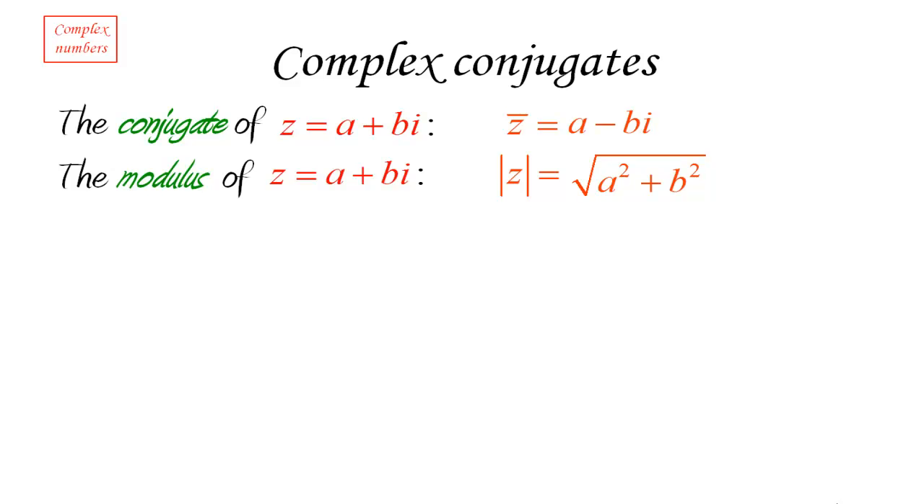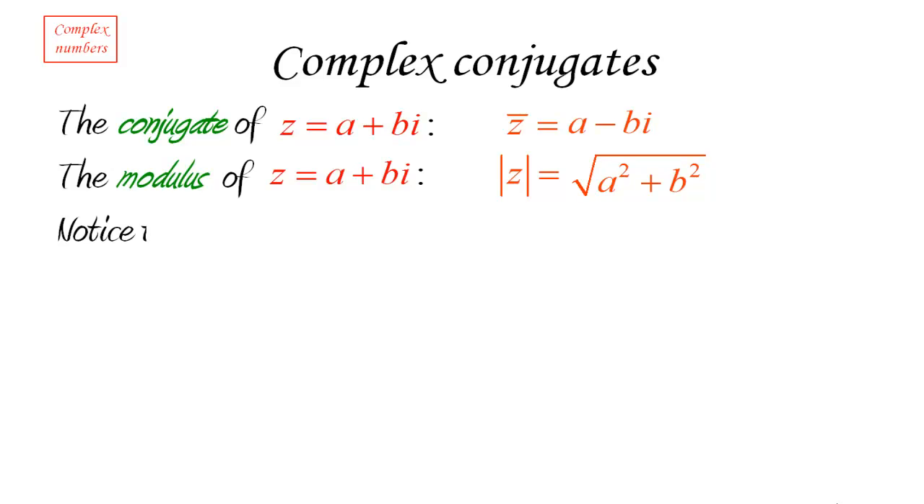Yes, that's the same definition that we have used in R2 for the norm of a vector. So this is the modulus of a complex number. It basically tells you how big that number is by taking the square of both the real and the imaginary coefficients and adding them together and taking the square root.